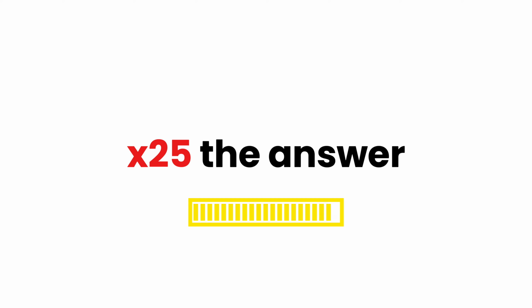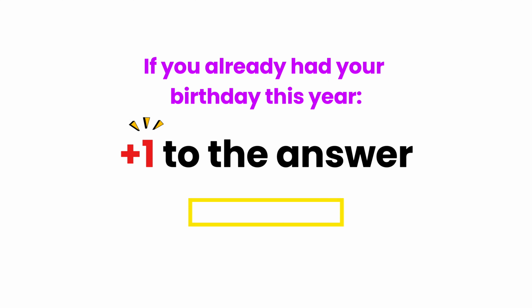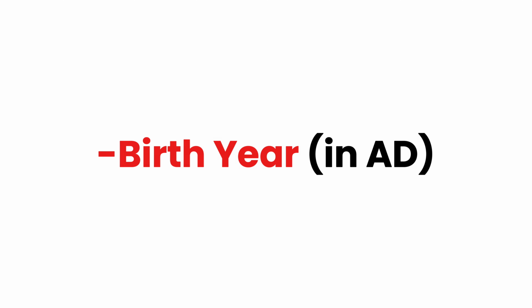Multiply the answer by 25. Now add 1773 to the answer. If you already had your birthday this year, add 1 to the answer. Okay, last step. Subtract your birth year from the answer.